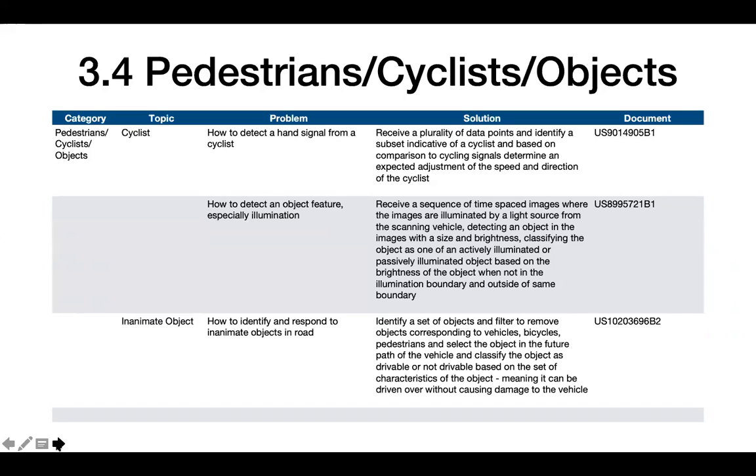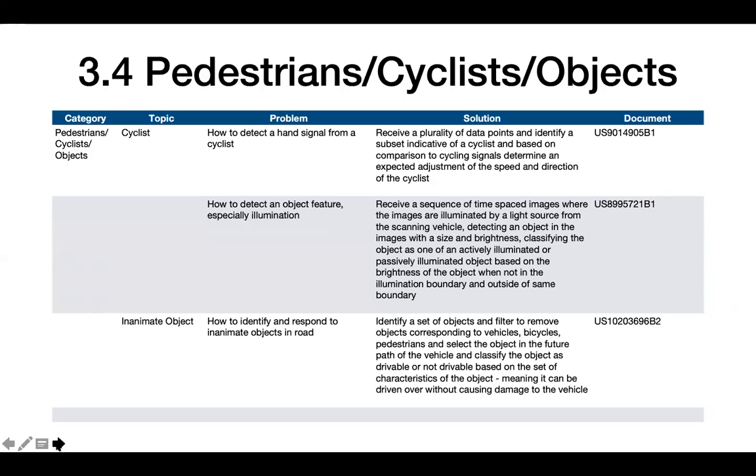Now we get into cyclists. This is one that is arguably not all that useful. How to detect a hand signal from a cyclist. And if you do detect one, that will be the first time it's ever been detected in history. Receive a plurality of data points and identify a subset indicative of a cyclist, and based on comparison to cycling signals, determine an expected adjustment of the cyclist's speed and direction. So reading the cyclist's hand signals there.